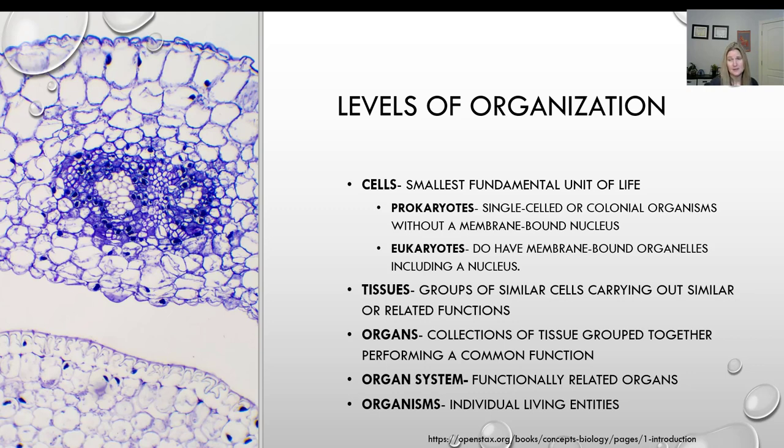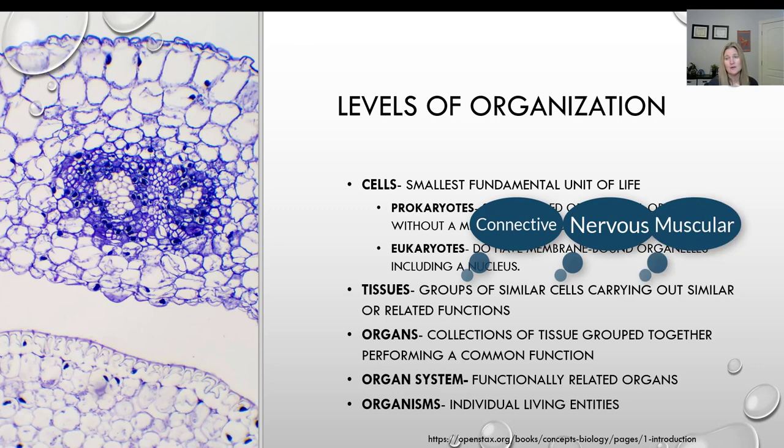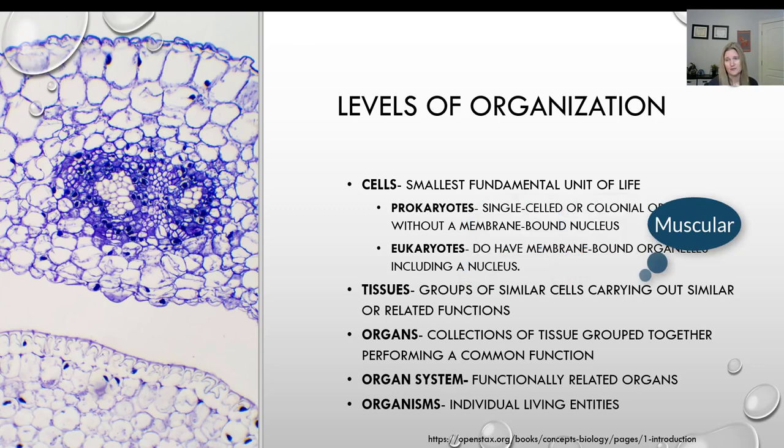In humans, we actually have 4 main categories of tissue within our body. We have epithelial tissue, connective tissue, nervous tissue, and muscular tissue. Those are examples of groups of cells that carry out similar functions. So epithelial tissue is a group of cells.